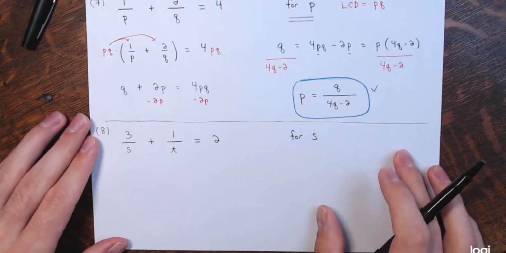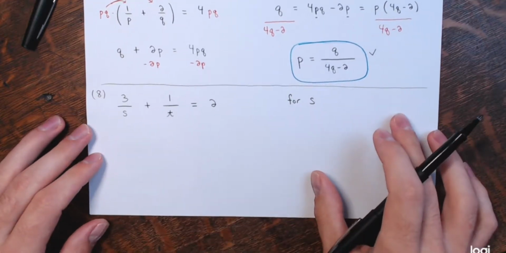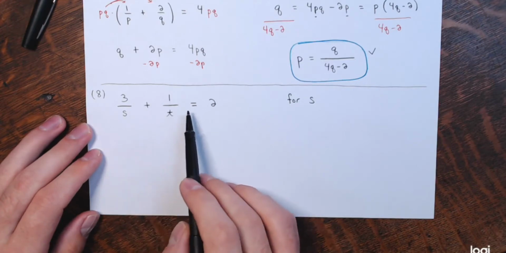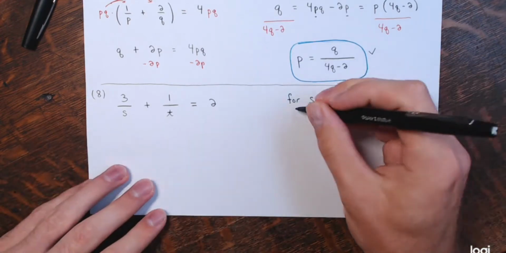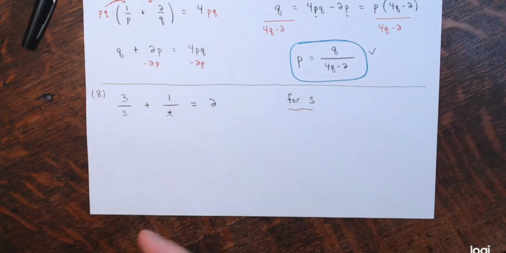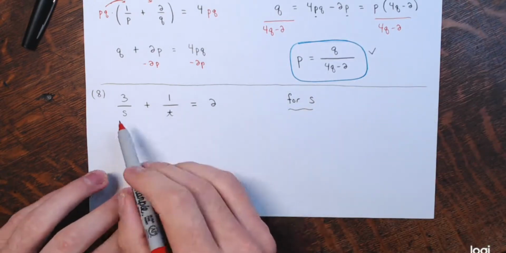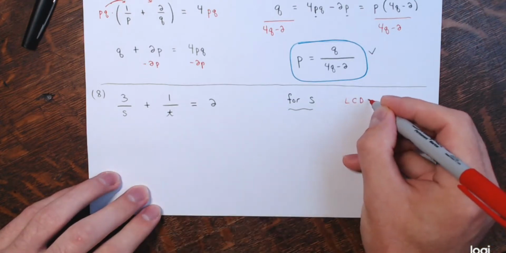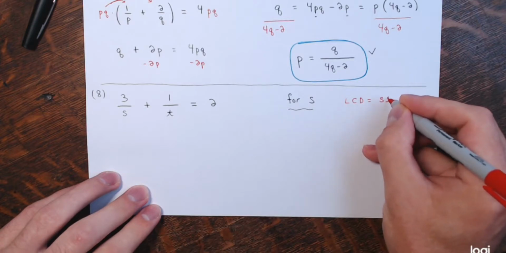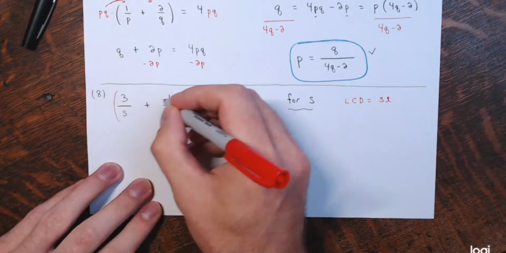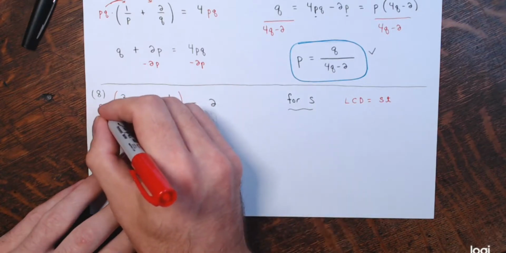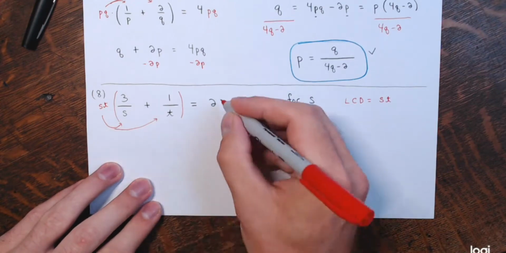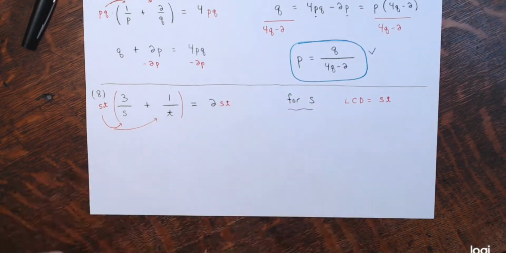Alright, example 8 is very similar. 3 over s plus 1 over t equals 2. And keep in mind what we're trying to solve for: we're solving for s. Once again, the LCD is simple. The least common denominator here would just be s times t. So I'm taking the whole left side, multiplying by st. We'll be distributing, 2 terms over there. And then the right side, we're multiplying by st as well, so that'll just be 2st.